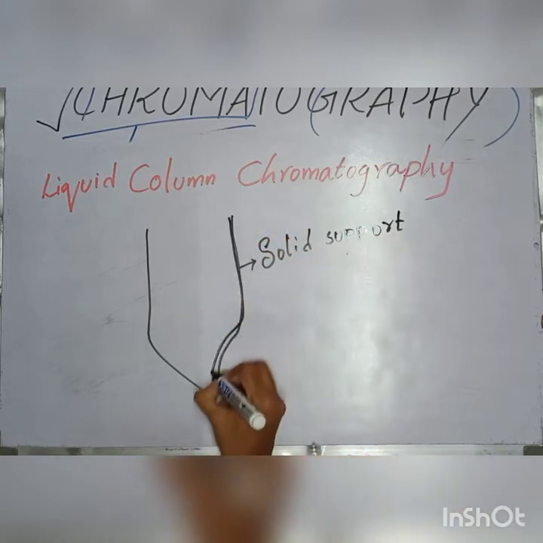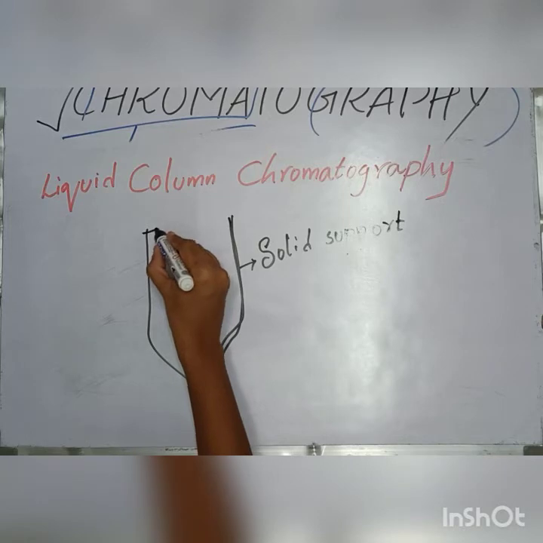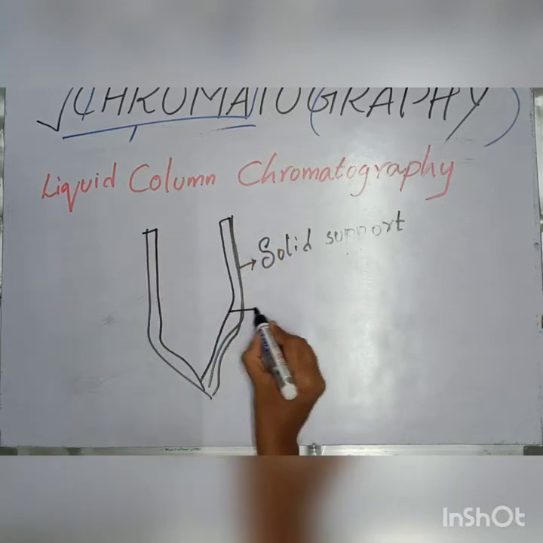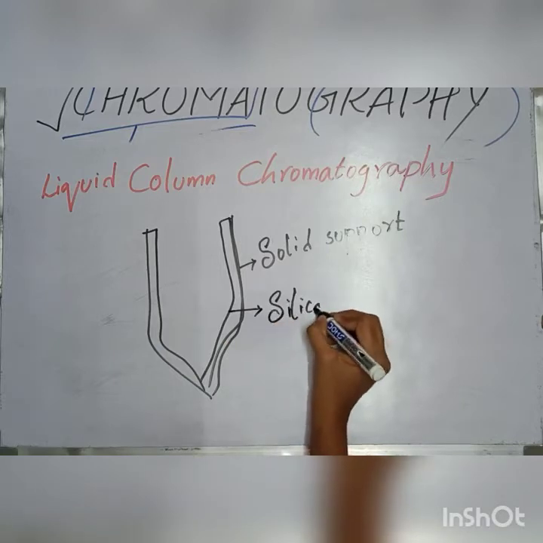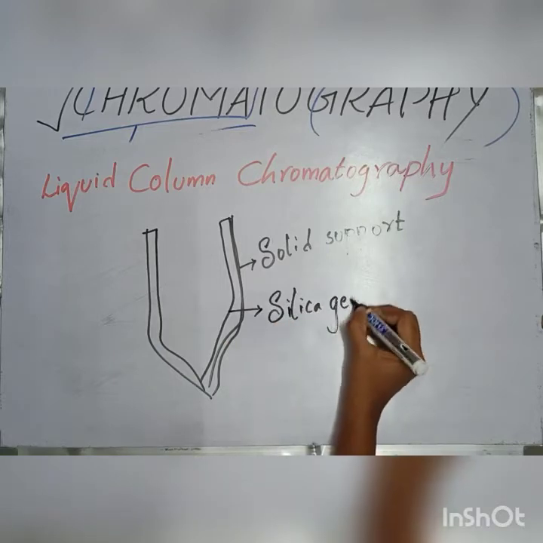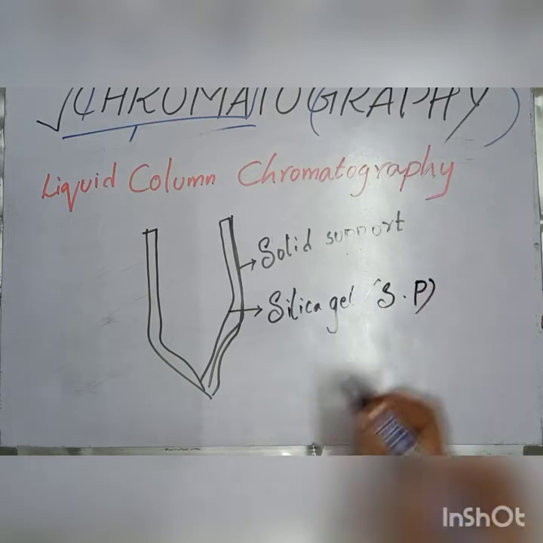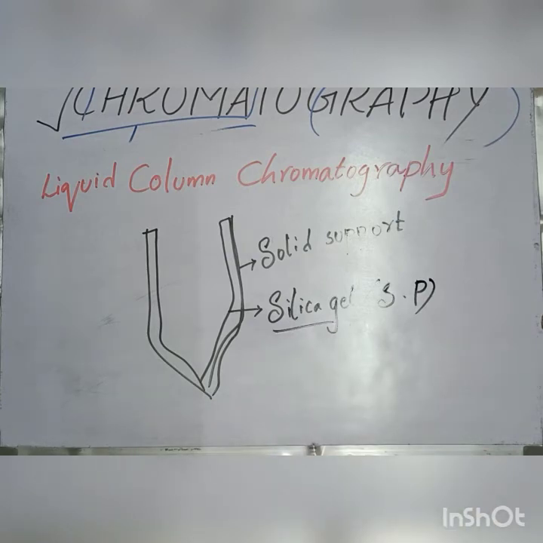This glass column acts as a solid support. Now this glass column is filled with the stationary phase, which is the silica gel, right? So this silica gel acts as a stationary phase. I am keeping SP as a shortcut, meaning stationary phase.